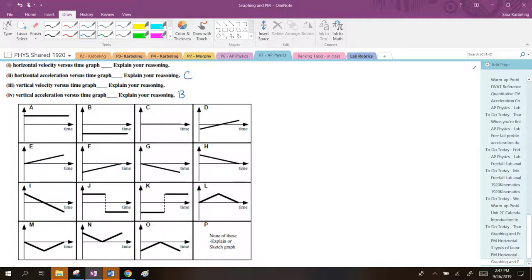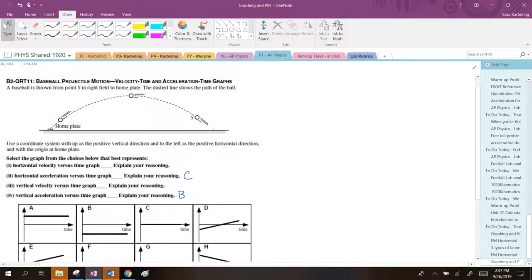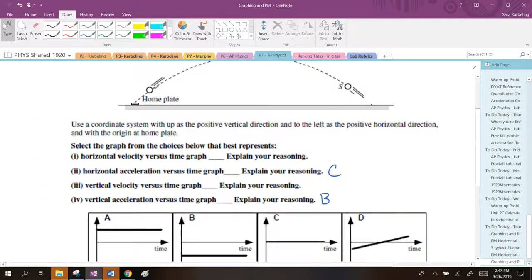Is the velocity 0 in the x direction? No, because it's moving, right? Just like a buggy, it's just going. Is it going positive or negative? It's going negative. Wait, we're calling left positive. Let's look. It's going towards the origin. We're calling left positive. It's moving to the left.